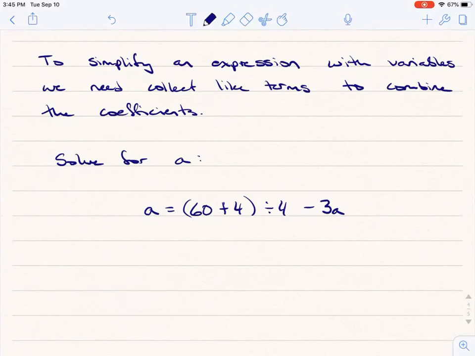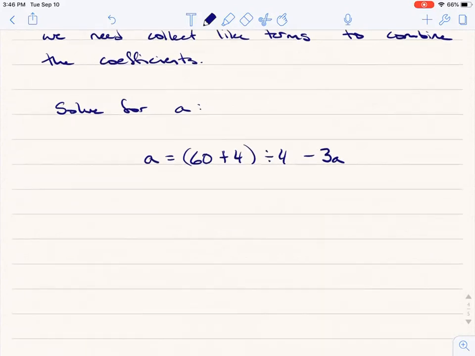So here, you could go through all the work and bring this over here and bring this over there, but that feels like a lot more work. So you can still do it, but I wouldn't. You guys remember how to do this: you've got minus 3A on this side, so to bring it over to the other side of the equal sign, we have to add 3A to both sides. I usually don't show that work, where I do +3A and +3A. I just say a +3A here, but I am adding 3A to both sides. So I've got A plus 3A is 60 plus 4 over 4.